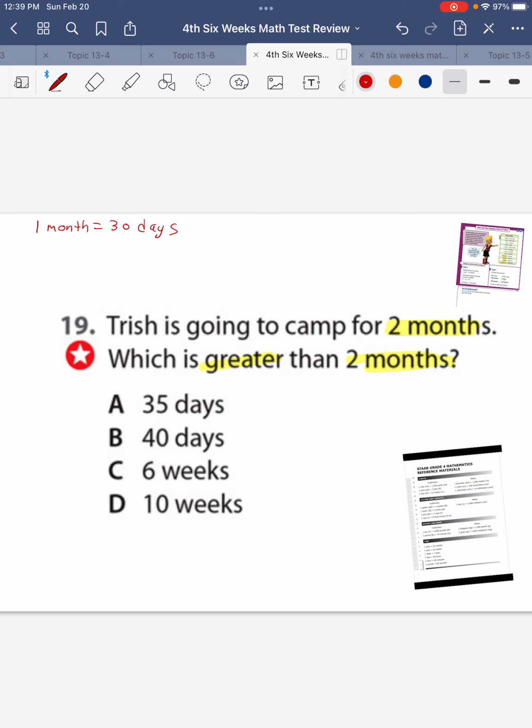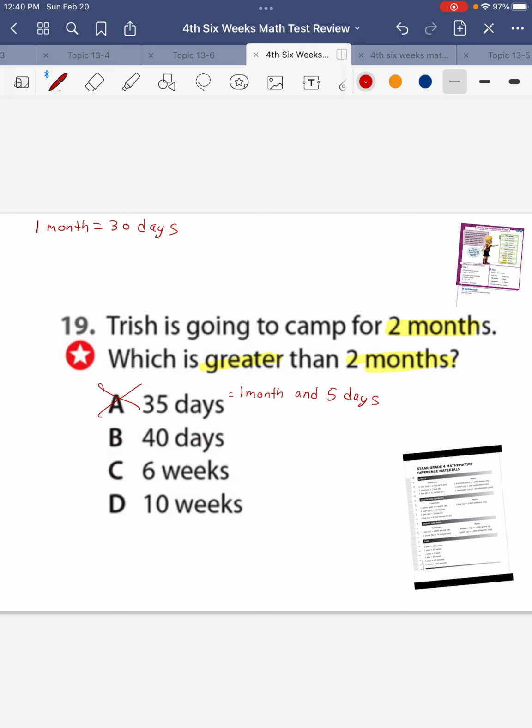Okay, so I'm going to take what I know and I'm going to do A. A says 35 days. Okay, so if I know that a month is 30 days, I can say that A is going to equal a month and maybe 5 days. I'm going to put a month and 5 days. Okay, because 30 would be a month and my 5 left could be 5 days. Okay, now I'm going to compare that. Is a month and 5 days more than 2 months? No, it is not. Okay, because I'm not even at 2 months. I'm at a month and 5 days. So A cannot be my answer.